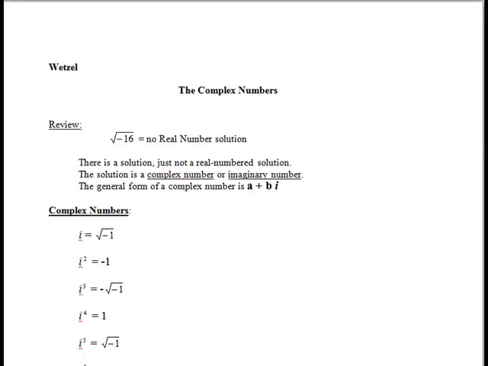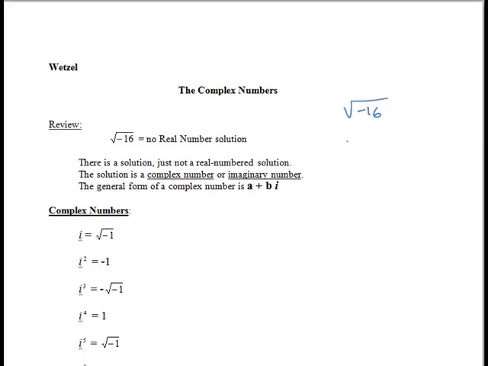The complex numbers. Every number we've seen and discussed so far in the course has been a real number. So now we're going to introduce a whole other number set called the complex numbers that will allow us to go back and simplify a radical like the square root of negative 16. Up to this point we said there's no real number solution, and there isn't a real number solution. The answer is non-real, or a complex number.